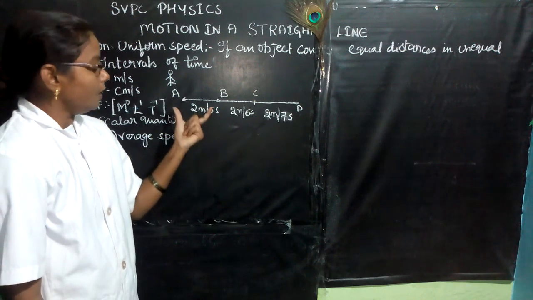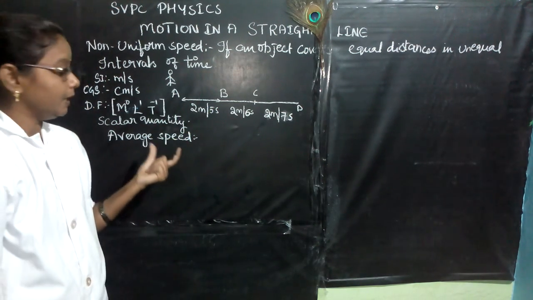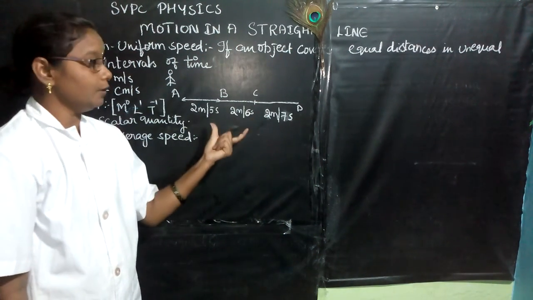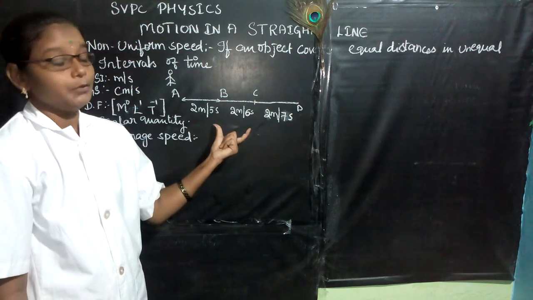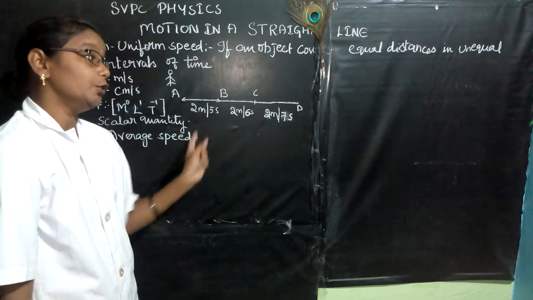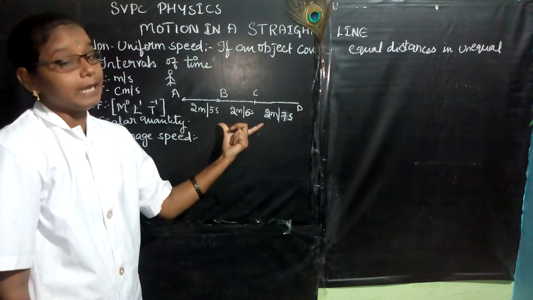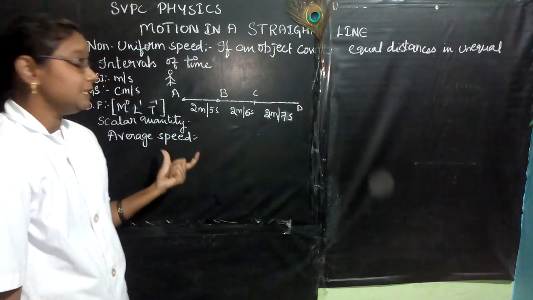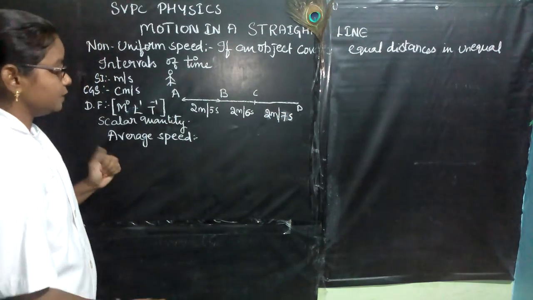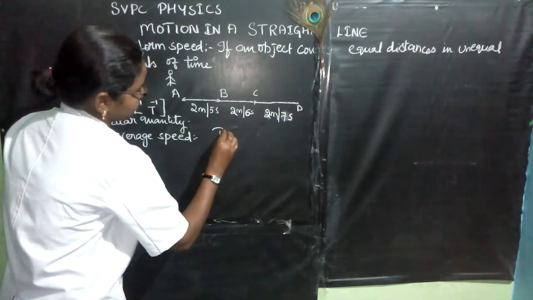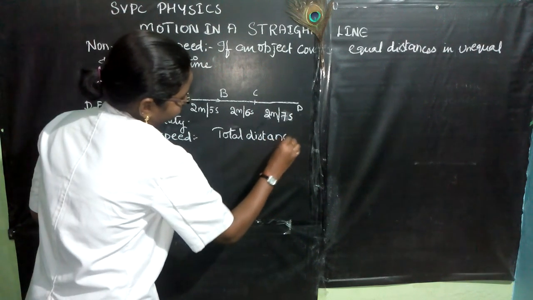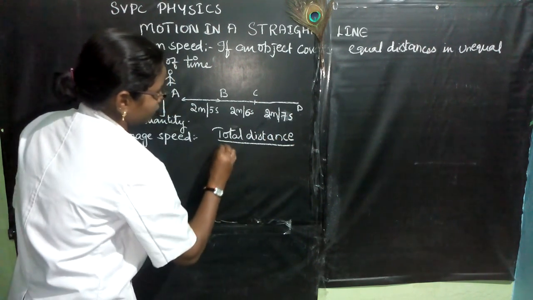So here, if I want to get average speed, it is the ratio of total distance to the total time taken. If an object covers a total distance, average speed is the ratio of total distance to total time taken. Average speed is equal to what? Total distance by total time.